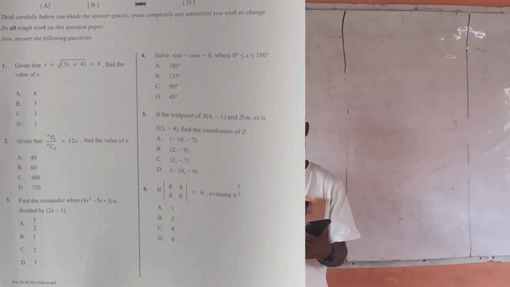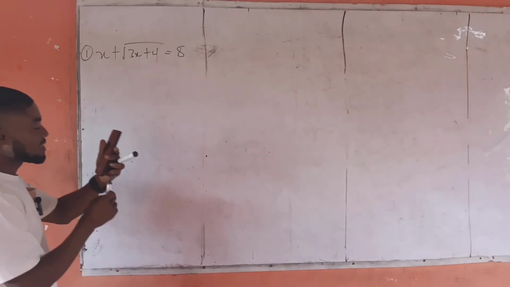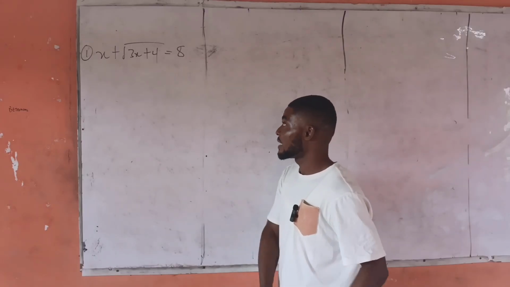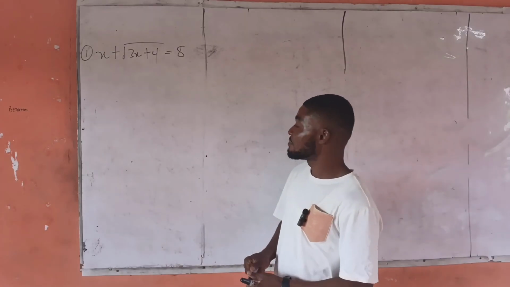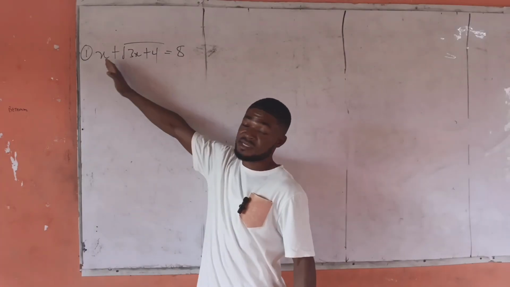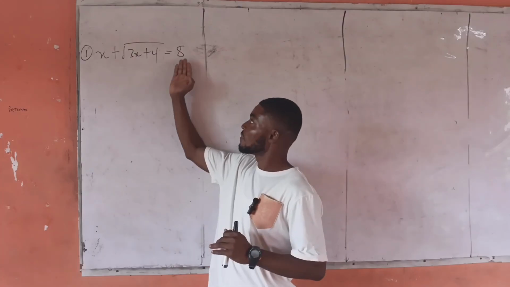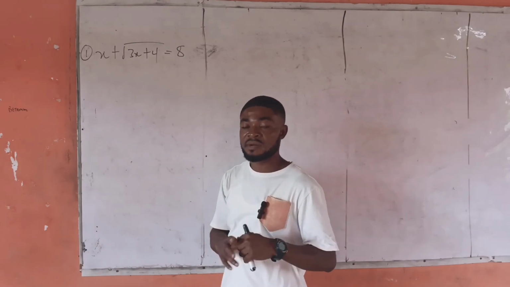The first question reads that given that x plus the root of 3x plus 4 is equal to 8, we are to find the value of x. And so this is the question we have at hand, and then we've been asked to find the value of x. And so what we are going to do over here is to simply move the 8 to this side, however you want to put it. Let's leave the root of 3x plus 4 alone, and then move either the 8 or the x to one of the sides so that we can have two separate terms.